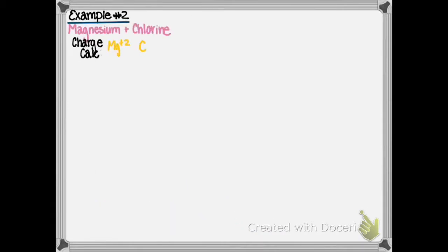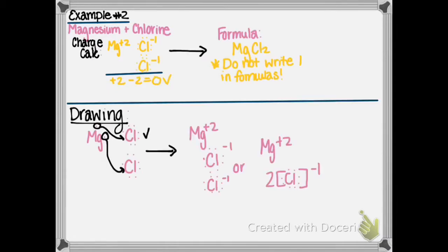So we're going to do one more example with this, looking at the bond between magnesium and chlorine, okay? For this one, I'm going to do my calculations of total charge in reverse. So I write out what I have. Magnesium is going to form a positive 2 ion, chlorine is going to form a negative 1 anion. If I did my calculations right off the bat, plus 2 minus 1, I'm going to have a positive 1, meaning that I'm going to have to add another negative anion in the form of chlorine, all right?